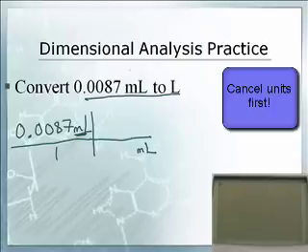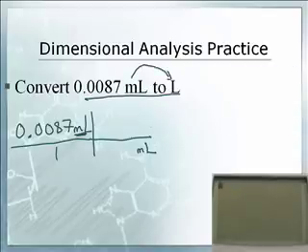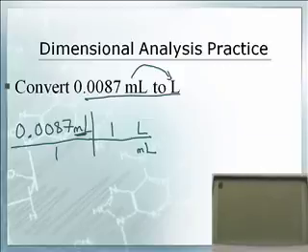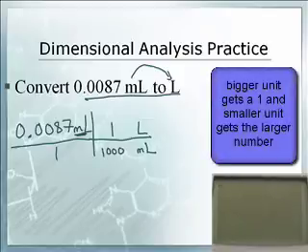Is there a conversion from milliliters to liters? There is. We can look on the metric conversion table. Milli means 1/1000th, meaning there are 1,000 milliliters in 1 liter. One way to memorize it, once you know the thousand part: the bigger unit gets the 1, and the smaller unit gets the other number, 1,000, maybe 10, a million, or whatever it happens to be.